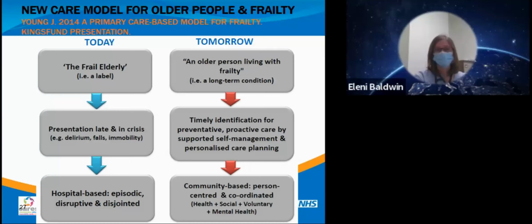So the model of today is your adjective, the label, the frail elderly, whereas what we want to be doing is seeing it as a long-term condition, and we're not labeling the person, we're saying they're living with frailty. Today they present late and in crisis, and tomorrow we're really proactive about giving people personalized care plans. I'm part of the care home support team, and we have an excellent care home support team which are incredibly proactive about managing our patients in the care homes. Today is hospital-based, disjointed, disruptive care versus community-based, patient-centered care.